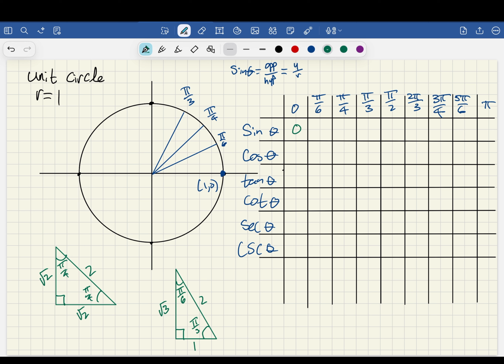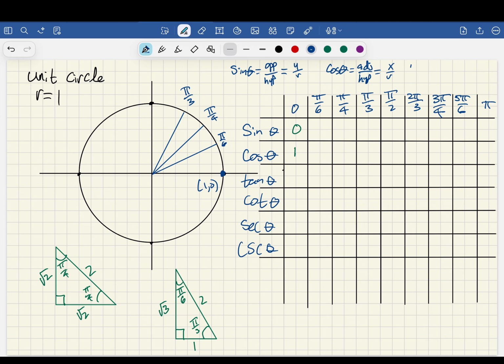The cosine would be the x-coordinate, because the cosine of theta, which we describe as adjacent over hypotenuse, or in other words, x over r, the x-coordinate of the point where the terminal side intersects the unit circle would be 1, and the radius is 1, so therefore the cosine of 0 is 1 over 1, or 1.